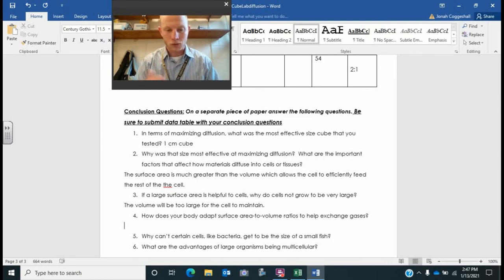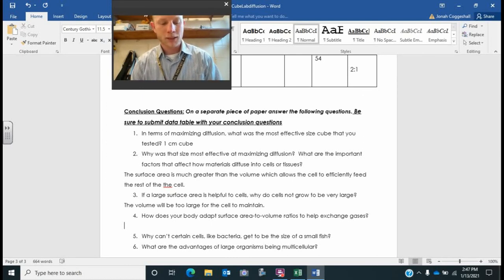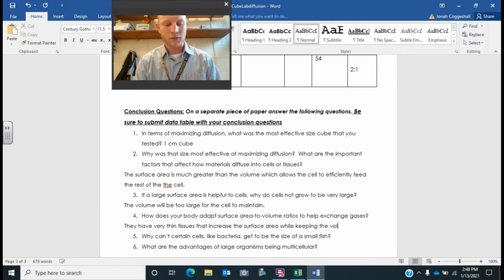So this one is, how does your body adapt to the surface area to volume ratio? They have very thin tissues that increase the surface area while keeping the volume low.